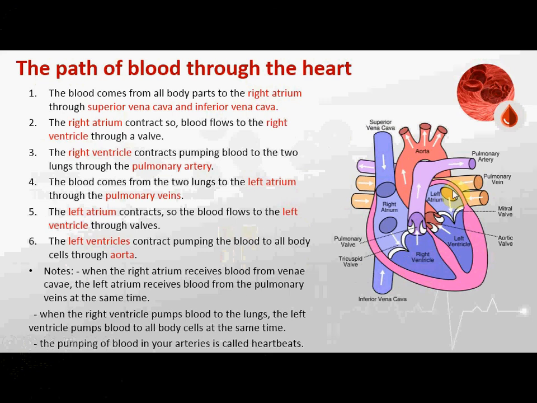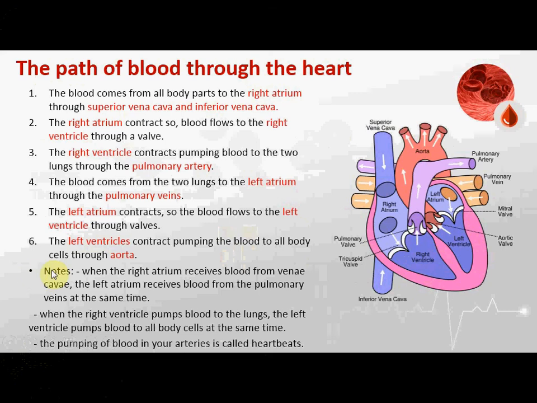The left atrium receives blood from the pulmonary veins and then contracts to pass blood to the left ventricle, and then the left ventricle contracts to pump blood to the aorta to reach all the body parts. The aorta carries oxygenated blood, so I need oxygen to reach all the body parts.